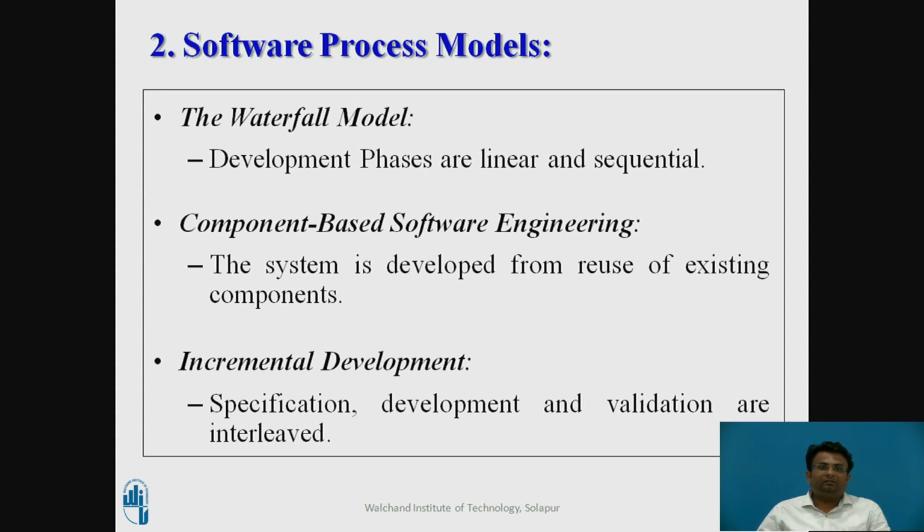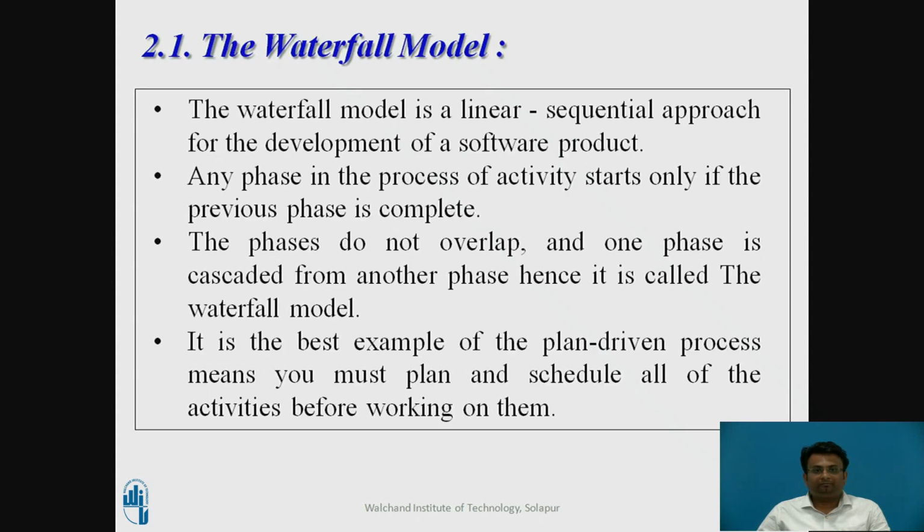Software process models. Basically, there are three software process models: the waterfall model, the component-based software engineering model, and the incremental development model. In a waterfall model, the development phases are linear and sequential, whereas in a component-based software engineering model, a system is developed from the reuse of the existing component. In the incremental development, specification, development, and validation activities are interleaved with each other.